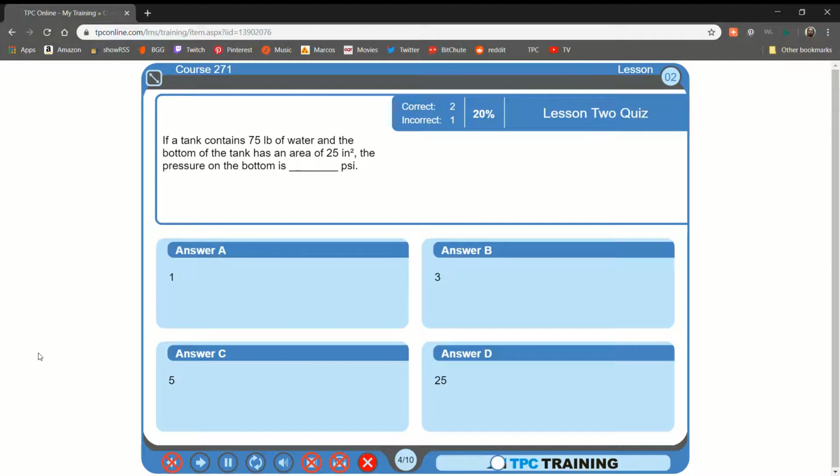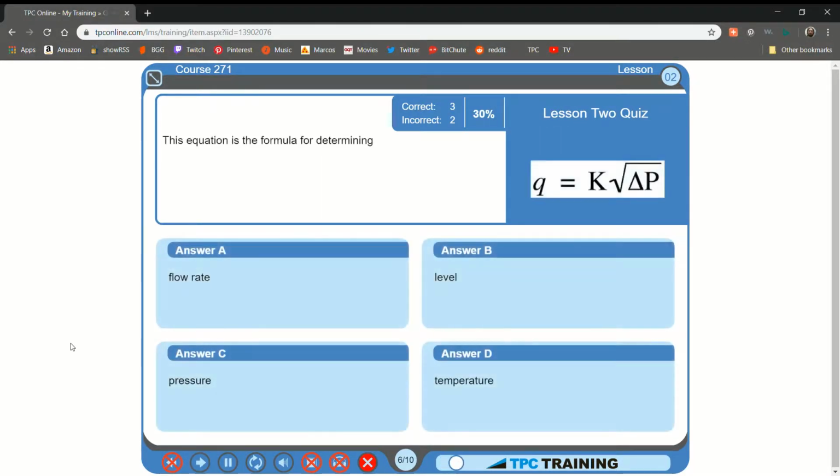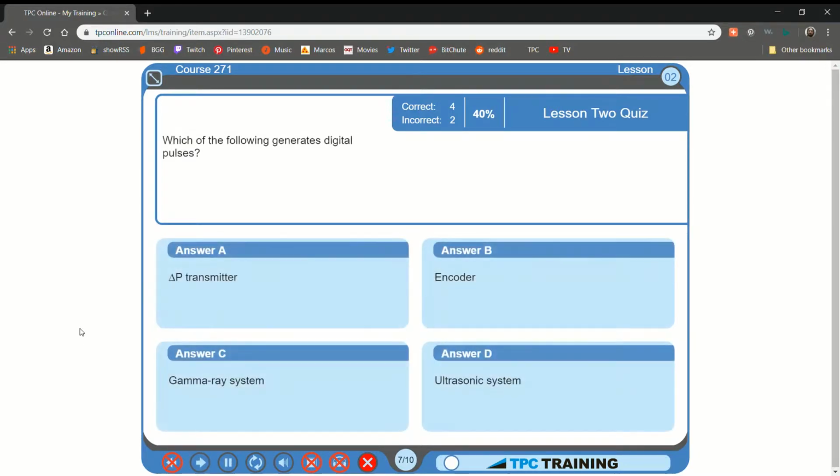of 25 square inches, the pressure on the bottom is blank psi. That is correct. A modern level measurement device that generates a current signal in proportion to the amount of gas which is ionized is the... That is not correct. This equation is the formula for determining A, flow rate, B, level, C, pressure. That is correct. Which of the following generates digital pulses?